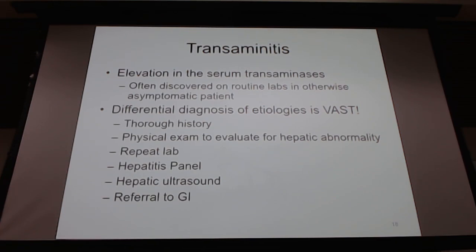hepatitis panel. We'll get into that a little bit more in the next lecture. And then hepatic ultrasound, also known as, any idea? What area are we looking at for a hepatic ultrasound? So right upper quadrant ultrasound, RUQ. Right upper quadrant ultrasound, because we're also going to look at the gallbladder. We're just going to look at that whole area.